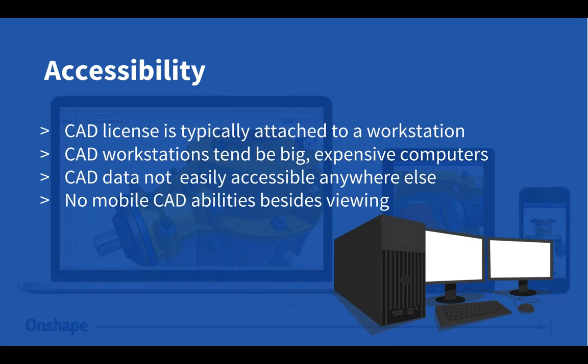So accessibility is one of the biggest things I want to point out because A, you have to be in front of a specific machine generally to access your CAD data, but also B, you can't get to it from things like a mobile device. So in general, there are really no good mobile tools for editing CAD models until Onshape. If you look around, there's really only viewers. And in the case of viewers, you still need to open a file in many situations.